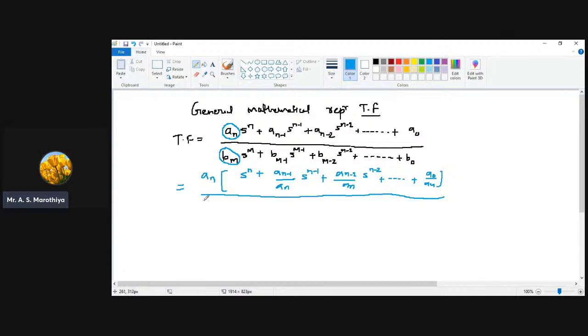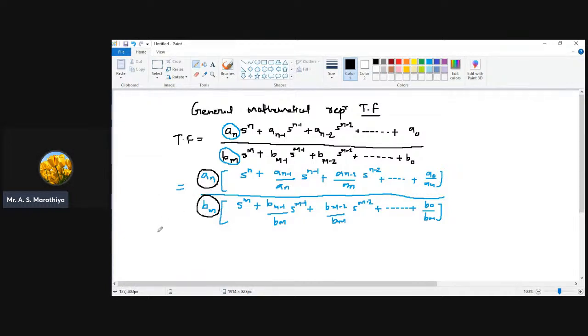here I'm going to take b_m common. So this is going to be b_m in bracket, this is going to be s to the power m, then plus, here we need to take b_{m-1} divided by b_m s to the power m minus 1 plus b_{m-2} divided by b_m s to the power m minus 2 plus, and so on up to b_0 by b_m. That is again important.